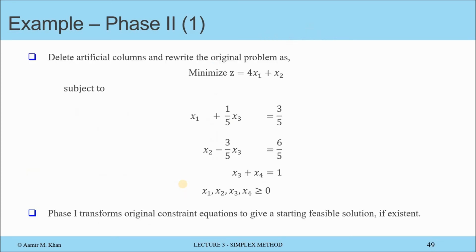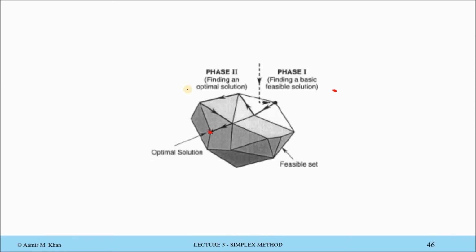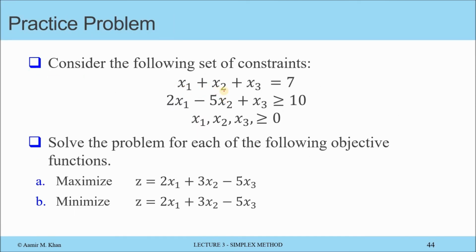In phase 2, we delete the artificial variables, the artificial columns, and rewrite our original problem. So this is now your original objective function. And now we have different constraints. These are not the same constraints you saw before. If you go further back, it was something like x1, x2, and then x3. Is it the same? No, I think it's not the same.